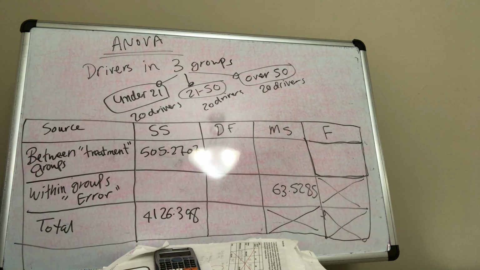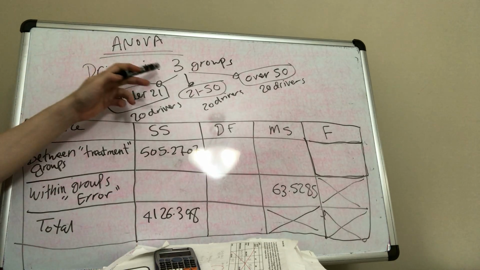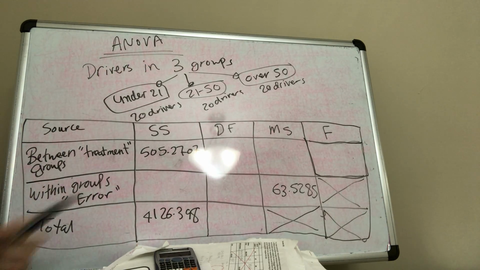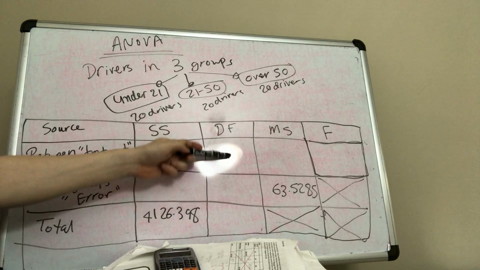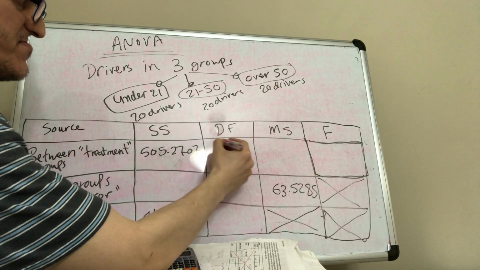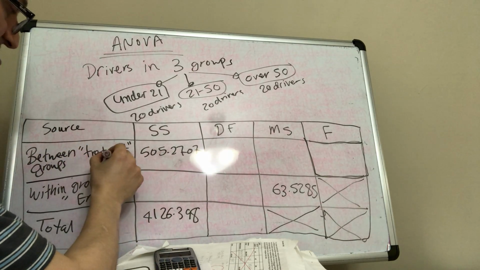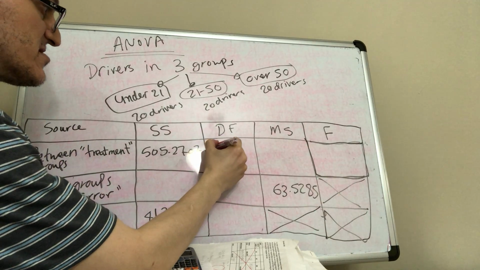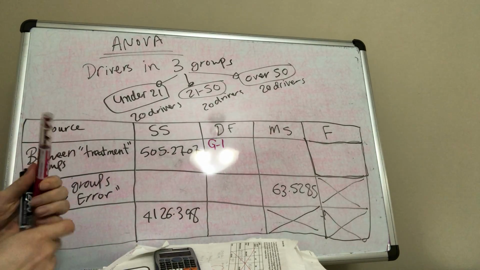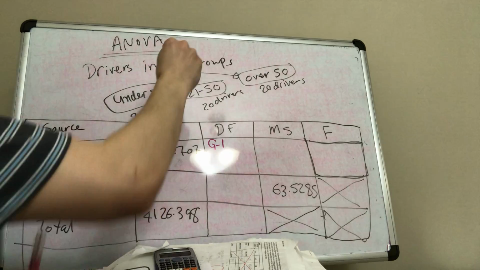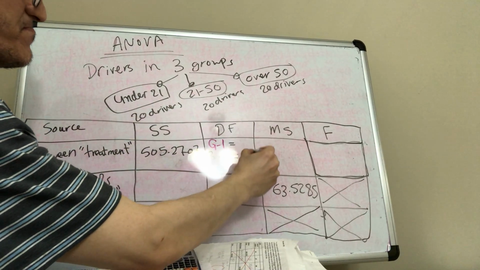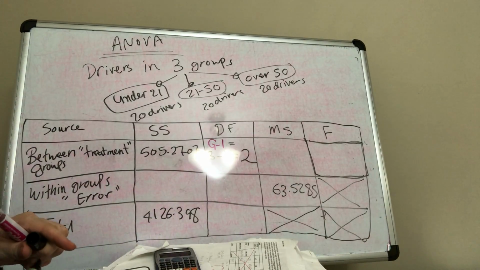Okay, so going back to the question, they're comparing 3 different groups, 20 in each. You always start here with the degree of freedom. The degree of freedom for the between or the treatment is number of groups minus 1. So there are 3 groups minus 1, so degree of freedom is 2.